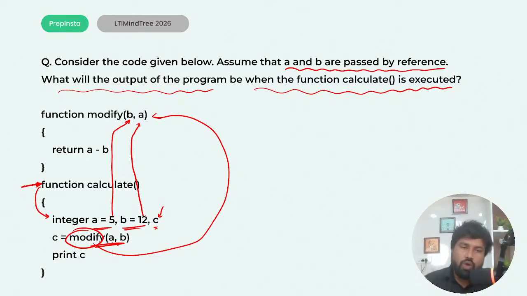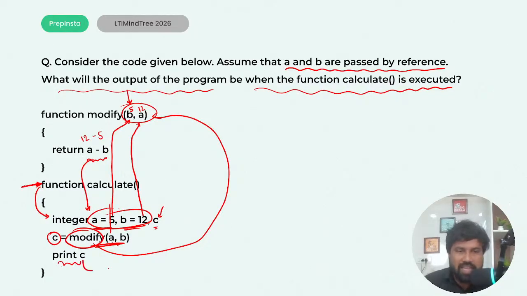Remember, whatever order you send, that particular order will be saved. And here A and B are different; the local variables A and B are different. So 5 will be stored in B and 12 will be stored in A. So return A minus B: 12 minus 5 will be returned, so 7 will be stored in C, and if you print C, the answer will be 7.